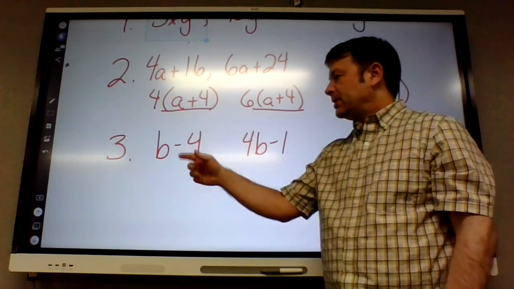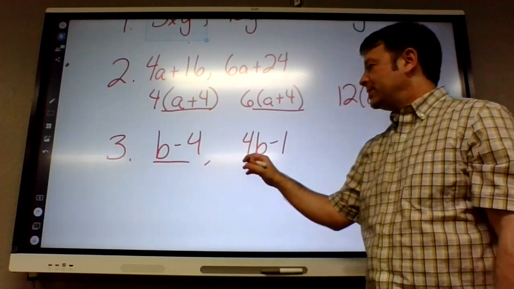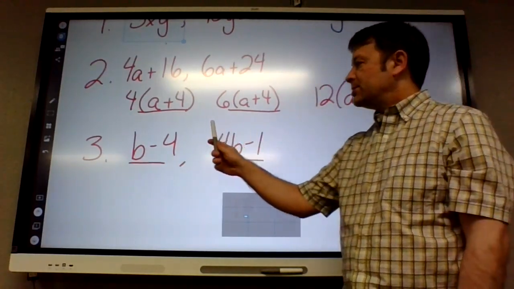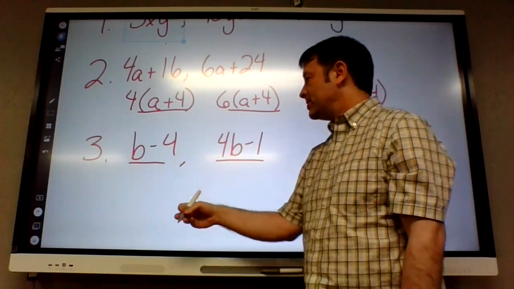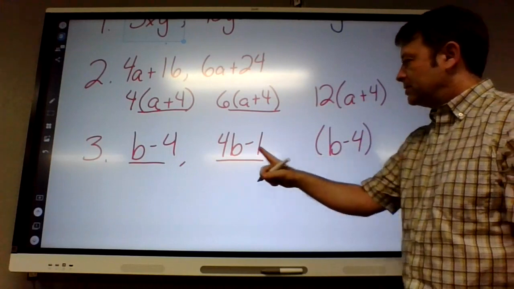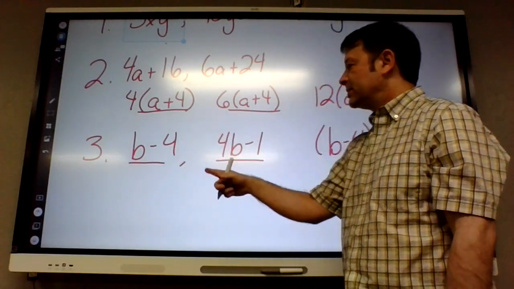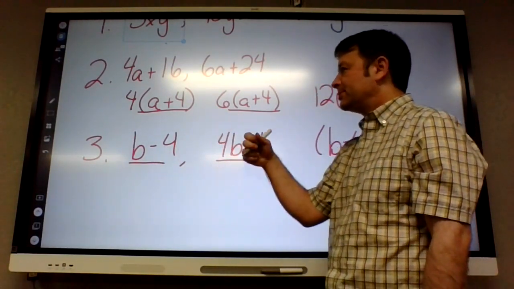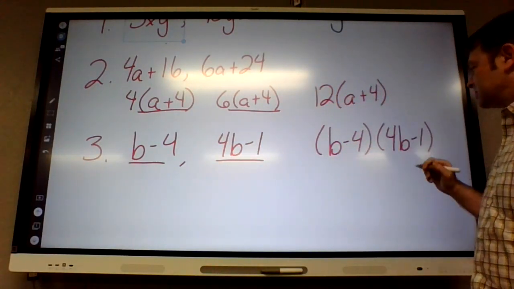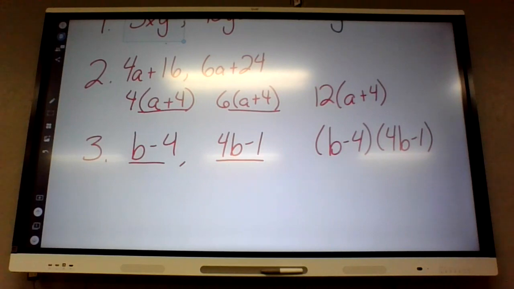No. Okay, we're thinking of this as one thing and this is one thing. They're two totally different things. They have nothing in common. So, who has the most b minus 4s? Well, one of them is the most. Who has the most 4b minus 1s? That one. So that is the common denominator. Common multiple.